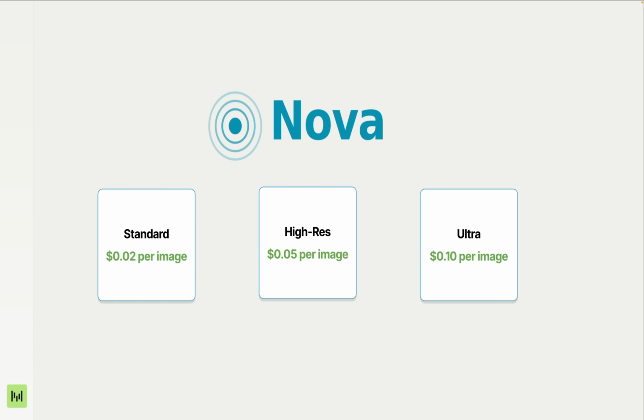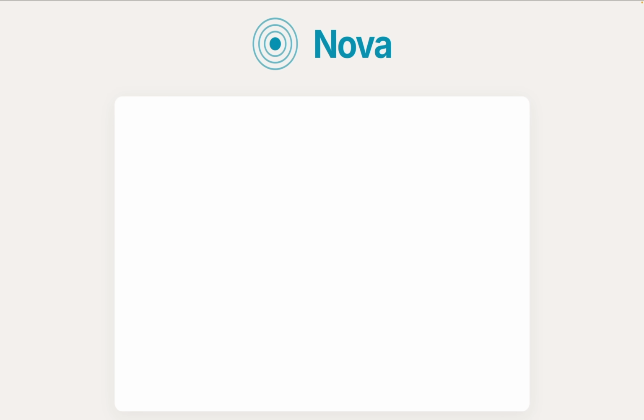All right, just a quick reminder here on Nova, our AI company. It supports image generation in three tiers: standard, high-res, and ultra, with their respective prices. So now let's design our billable metric for Nova.